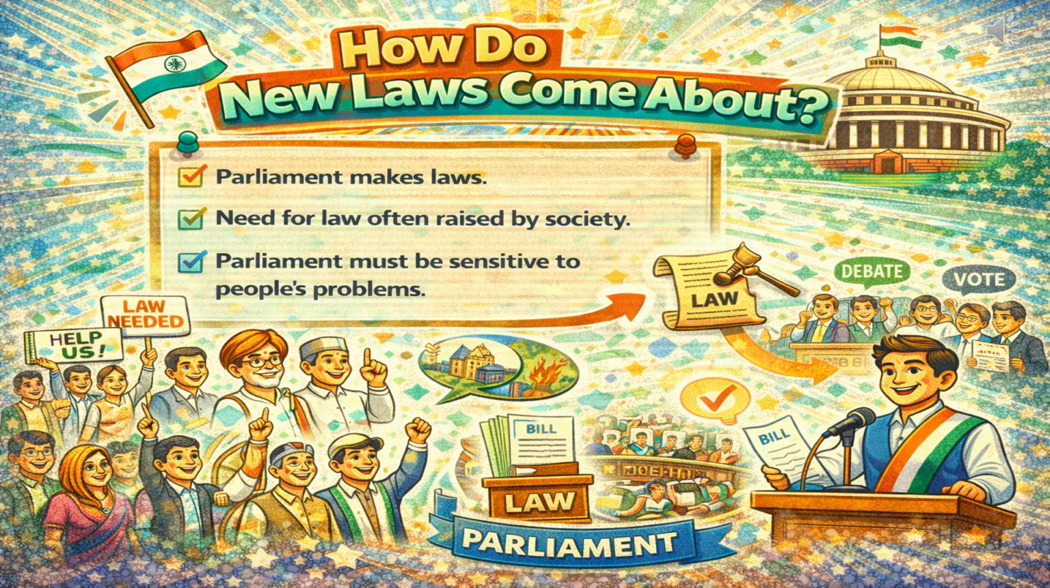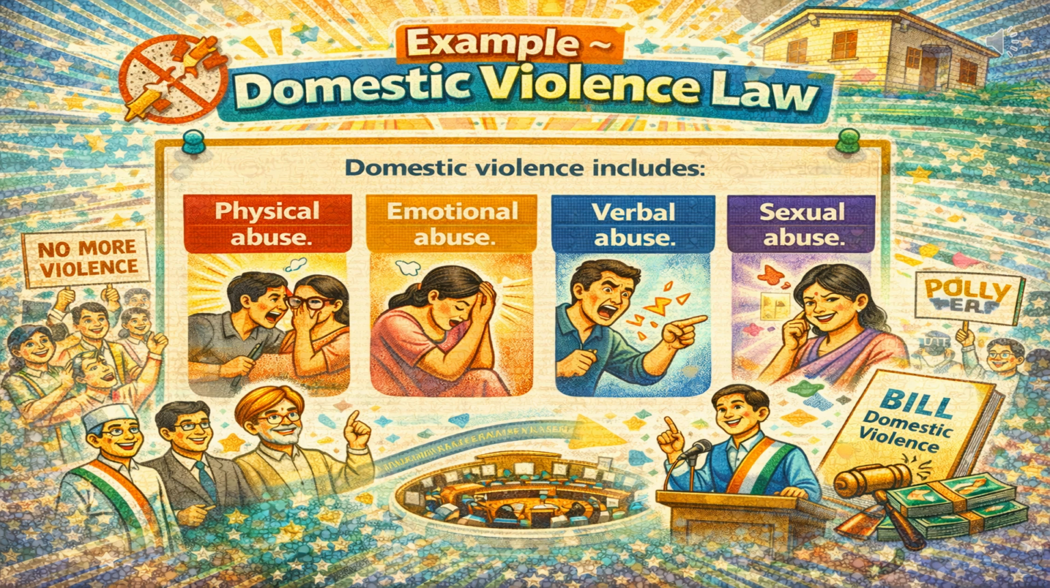Parliament makes laws, but often the need for a law comes from society. When people face problems, they raise their voices. Parliament must listen and remain sensitive to people's problems. Let us understand this with an example. Domestic violence includes physical abuse, emotional abuse, verbal abuse, sexual abuse, and economic abuse. Because this was a serious issue, people demanded a law.